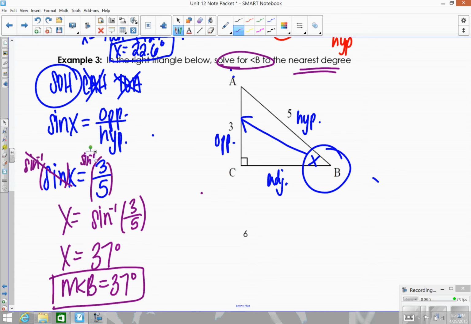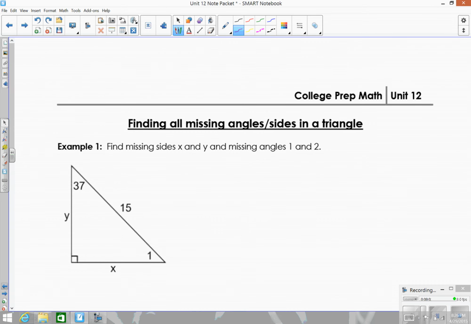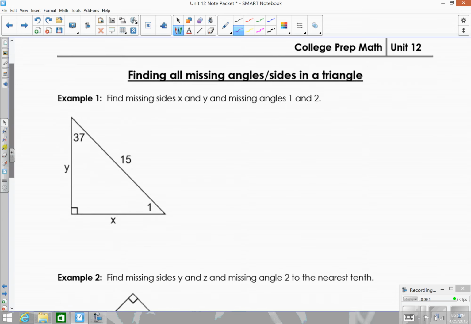So then let's look at one last type of problem here. And the last type of problem we're going to look at is what happens if you basically combine this lesson and the last lesson. So basically you're given a picture and you're trying to find anything that's missing. So missing angles, missing sides. So you have to kind of combine some different ideas. So let's look at a couple of these just to see how we would set them up.